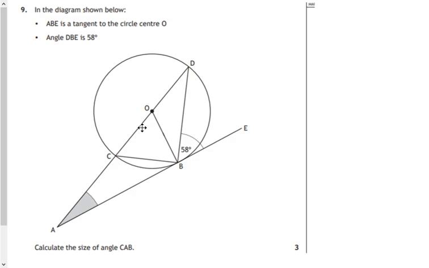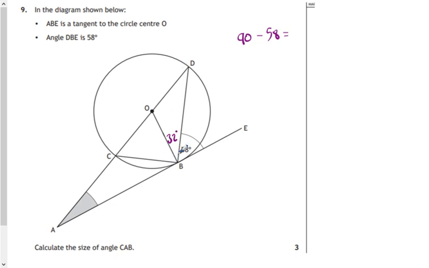Okay. So in the diagram shown below, ABE is tangent to the circle center O. The angle DBE is 58 degrees, so DBE is 58. Calculate the size of CAB. So there's CAB, and here this grayed out one. So I'm going to switch to purple because purple's ace. Now, OBE is 90 degrees, since that's a tangent to that line, giving us that this value in here is going to be 90 minus 58, which is 32 degrees.